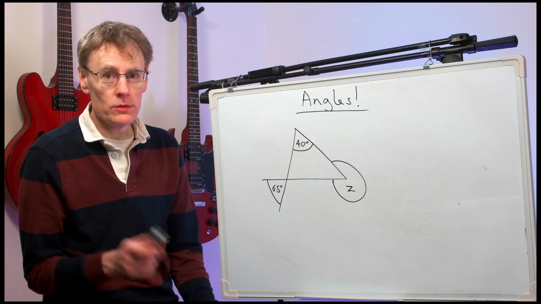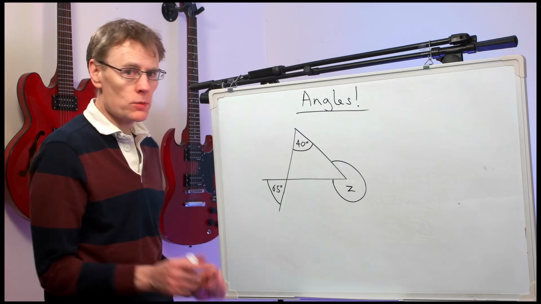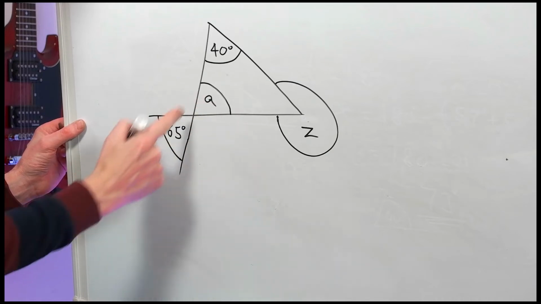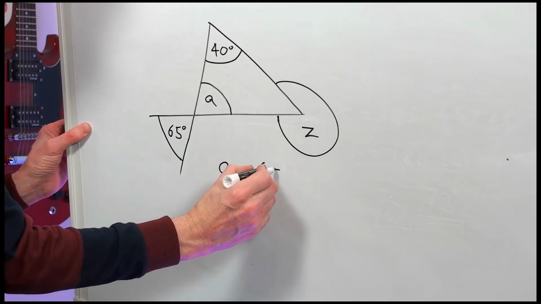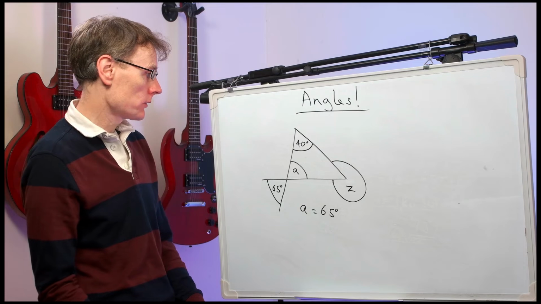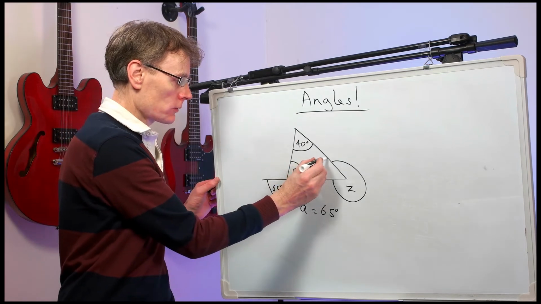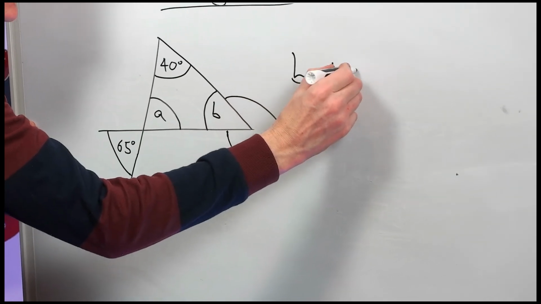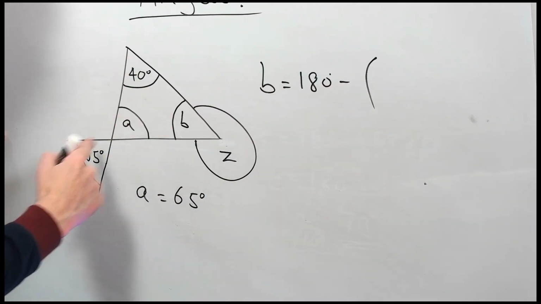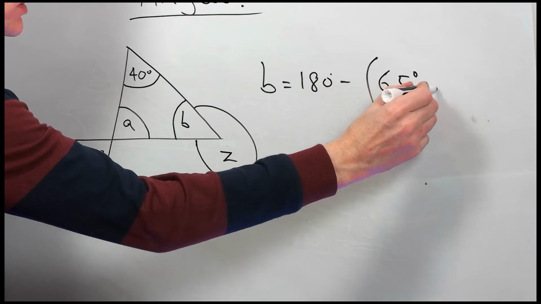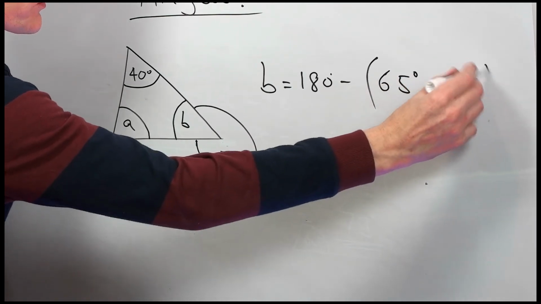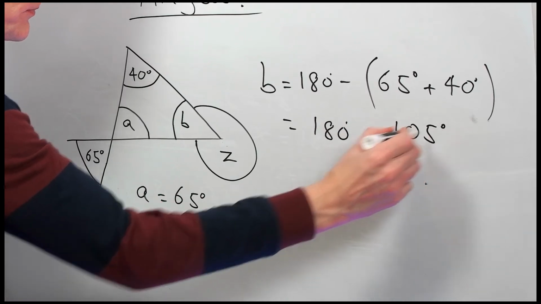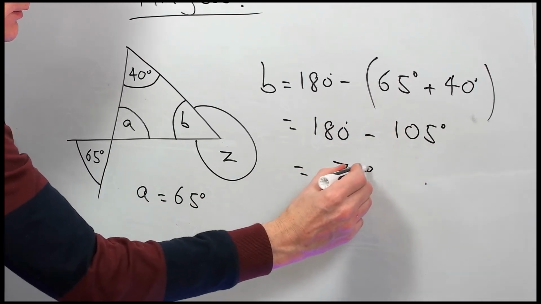Right, we want to work out angle Z. This is a bit tricky. First we need to know that angle, so let's label that, let's say A. A equals 65 degrees. They are vertically opposite angles. Now we can use angles in a triangle to work out angle B. So B equals 180 minus brackets 65 degrees plus 40 degrees. So that's 180 minus 105, which comes to 75 degrees.